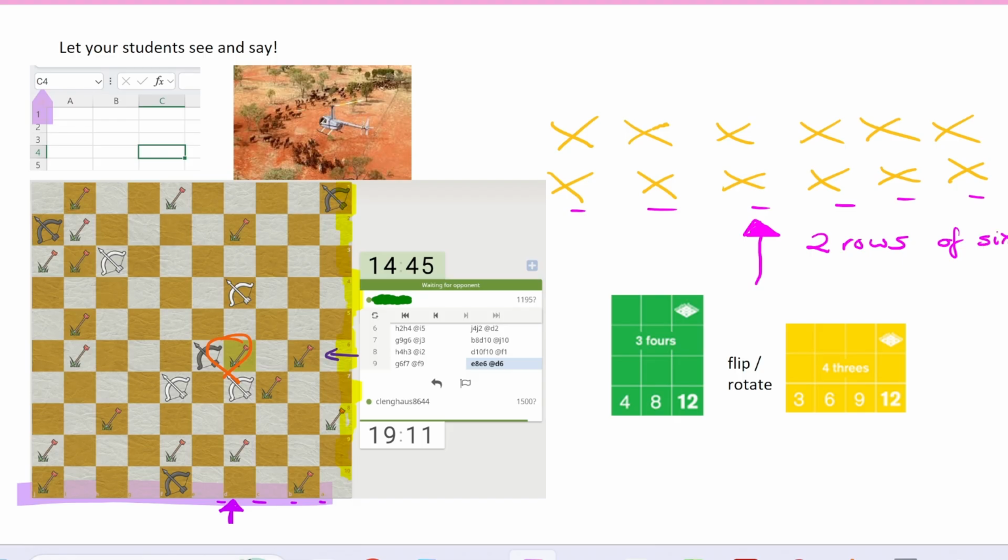seen in the haystacks. He turned around and started to fly back to base. And as he flew back in from the left-hand side, he said, oh, I made a mistake. And he actually counted 2, 4, 6, 8, 10, 12. He actually counted 6 rows of 2.